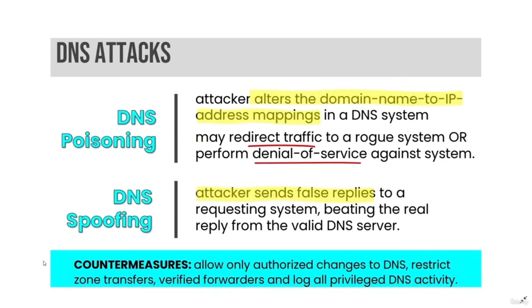Some other types of network attacks are DNS attacks. DNS attacks include DNS poisoning and DNS spoofing. DNS poisoning is when an attacker alters the domain name to IP address mappings in a DNS system. They may redirect traffic to a rogue system or perform denial of service against that system. DNS spoofing is when an attacker sends false replies to a requesting system, beating the real reply from a valid DNS server.